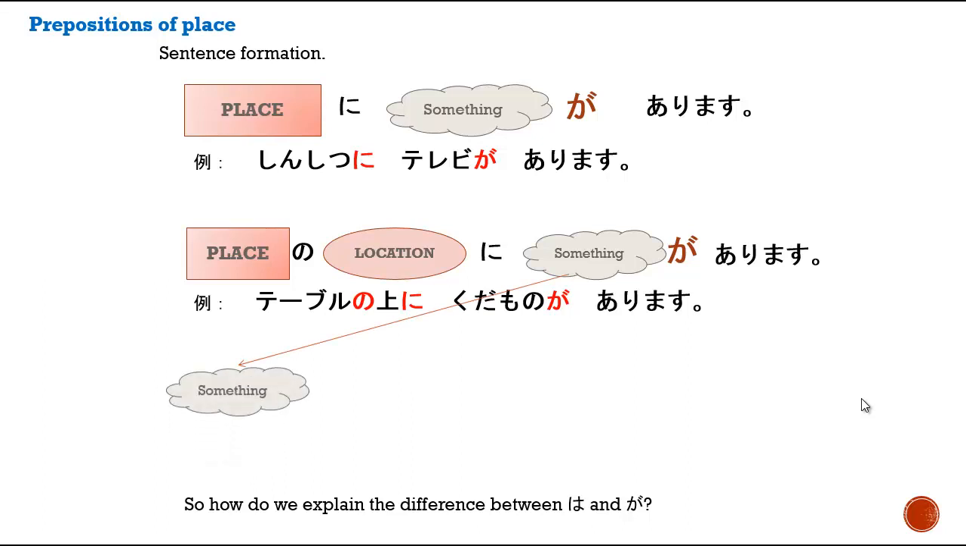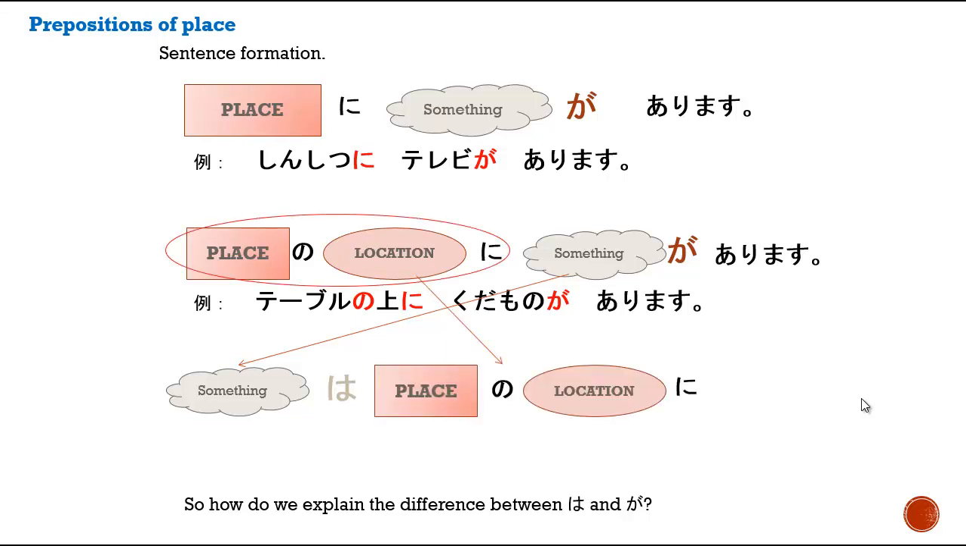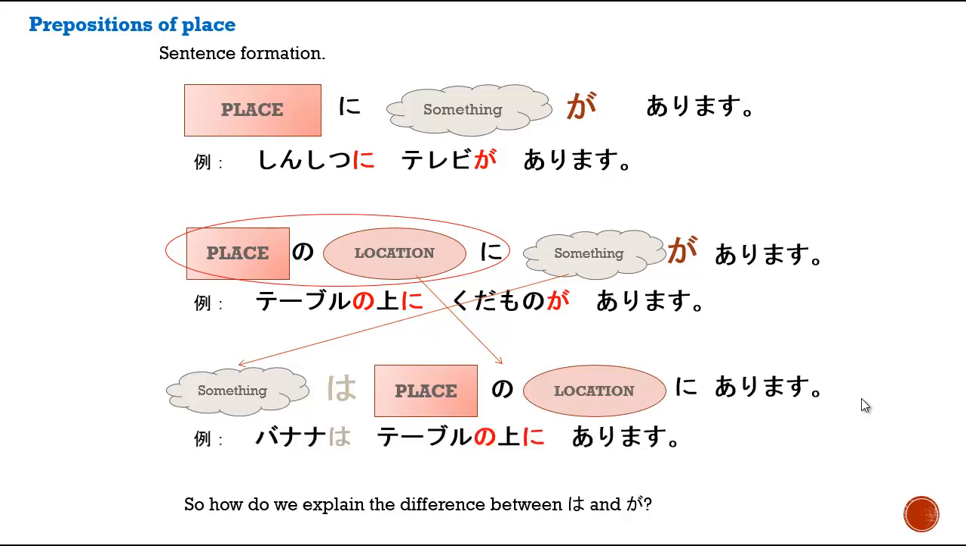Now, we can change the focus of the question. If we're talking about something, we're marking a topic of the conversation, we can change it so that that is sort of like the focal point of what you're talking about. Something wa, and then we talk about where it is, ni arimasu. An example of this would be, we're looking for a banana. So the example is, banana wa teburu no ue ni arimasu. So where's the banana? The banana is on top of the table or on the table. So the difference between wa and ga, well, wa is marking the topic, the subject of the conversation or the sentence, and the ga is what we're talking about, what the verb is talking about.